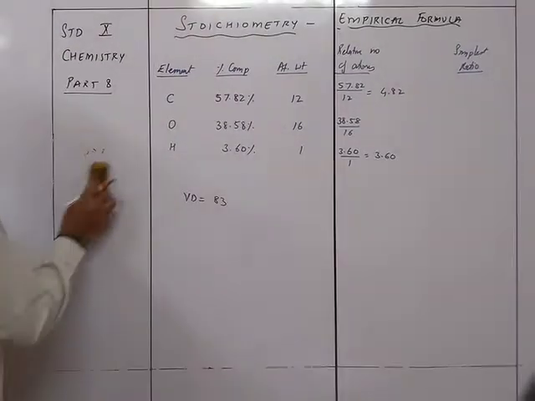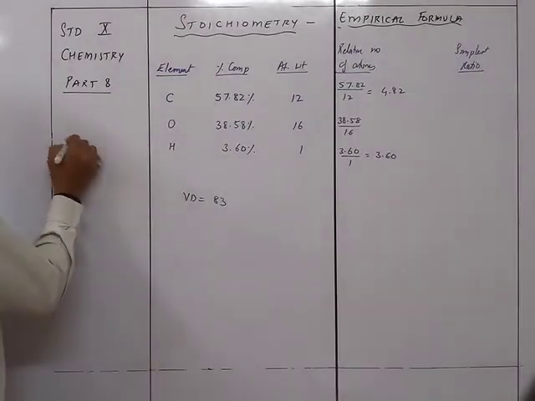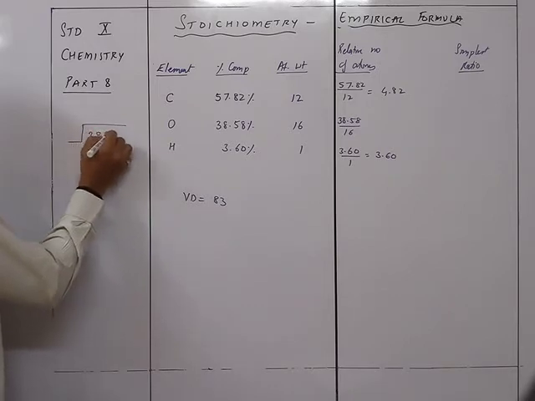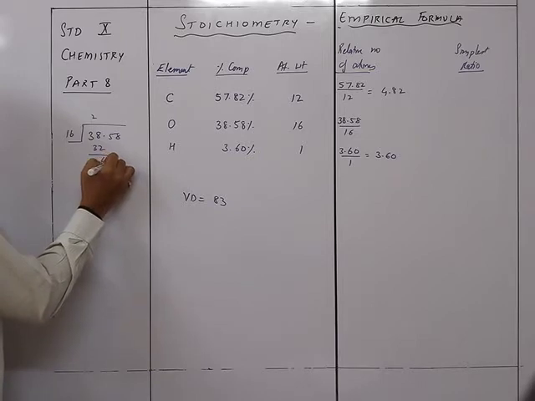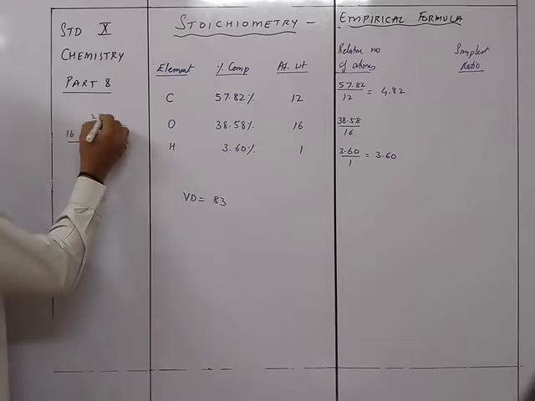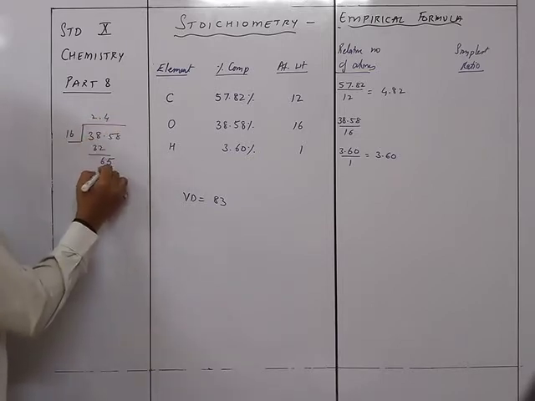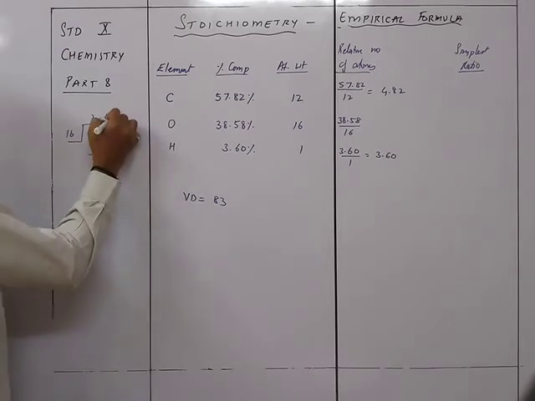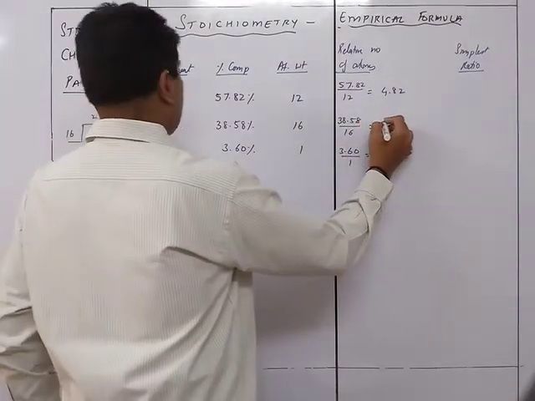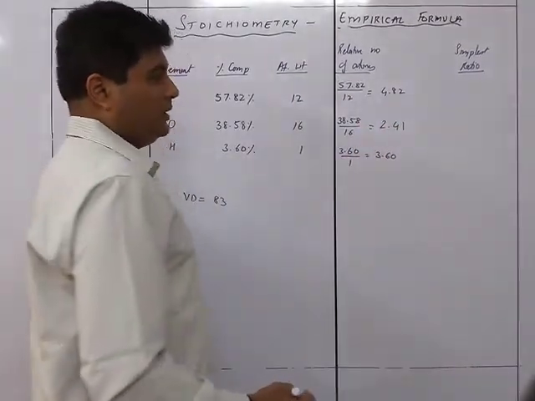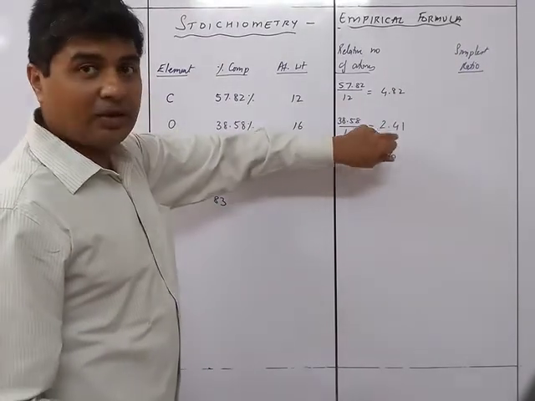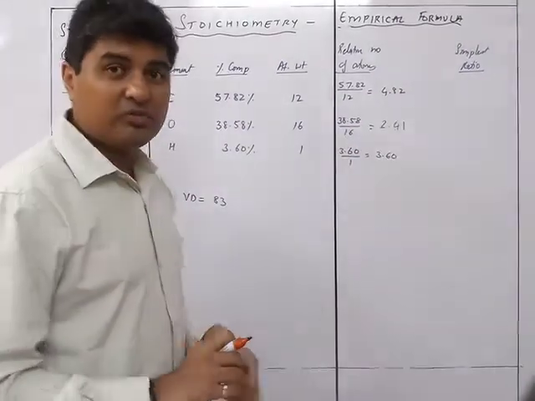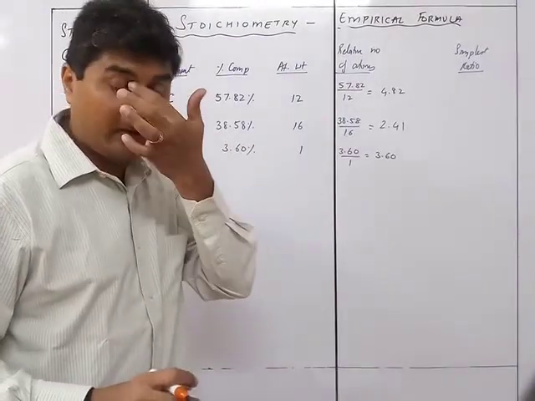Let's see the next one. 38.58 upon 16. 16 2s are 32, so it will be 65. So 4 16s are 64, and then 1 and 18. So it will be 1 16, and then 2. So again 1. So it will be equal to 2.41. You can see over here 2.41, 4.82, exactly double of that. So we are correct, because we are seeing that the divisibility is coming out very nearby.